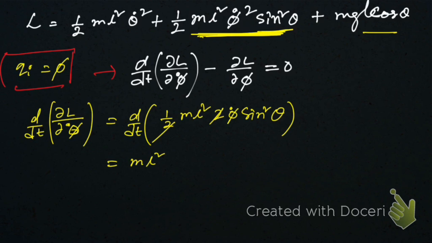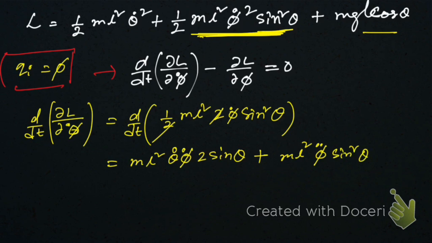ml square, then here you see phi dot is the first function, derivative of the second function will be 2 sine theta, and again we are differentiating with respect to time, so we need a theta dot. So we will write this as theta dot phi dot 2 sine square theta, plus again ml square, now we will differentiate the first function, that is phi double dot sine square theta. That's what we're going to get.